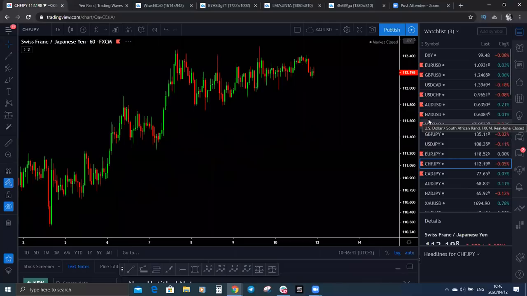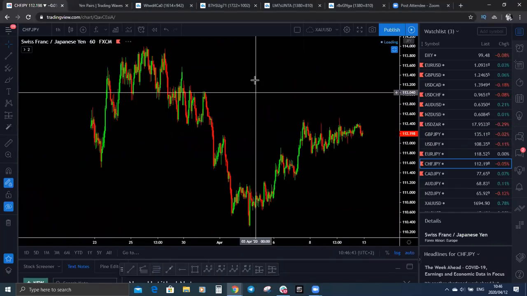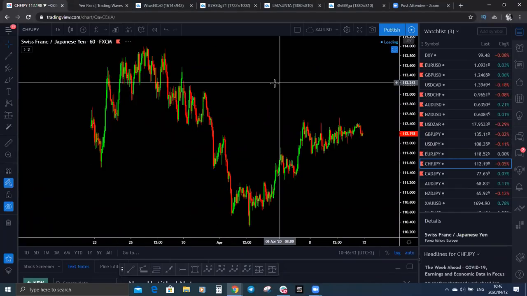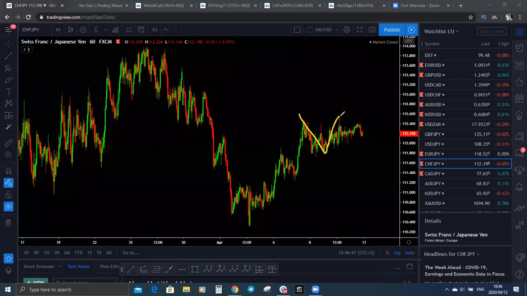CHFJPY should be a similar structure. We see 3 waves down, we see 3 waves up. We're looking at this one to make the same here to the downside. Let's go through with the lower degree. It's 1, it's 2, it's 3. It's 1, it's 2, it's 3. It's 1, it's 2, it's 3.